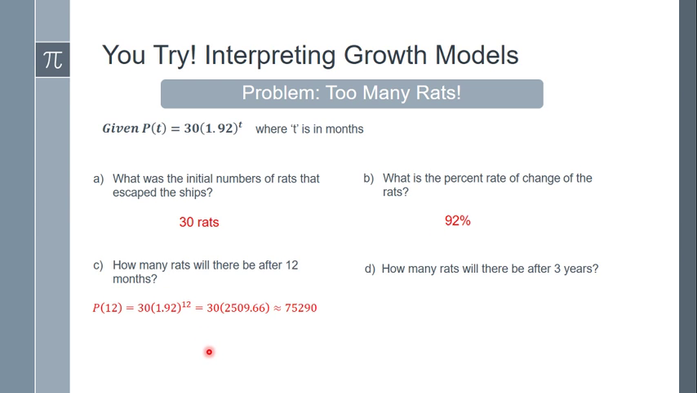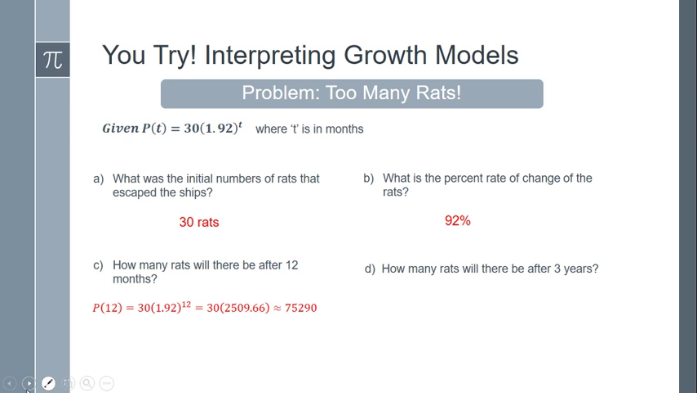So now let's figure out how many rats it's going to be after 12 months. Okay, so in order to do that, I take our equation and replace t with 12. Then using the order of operations on our calculator, we see that there's going to be roughly 75,290 rats.